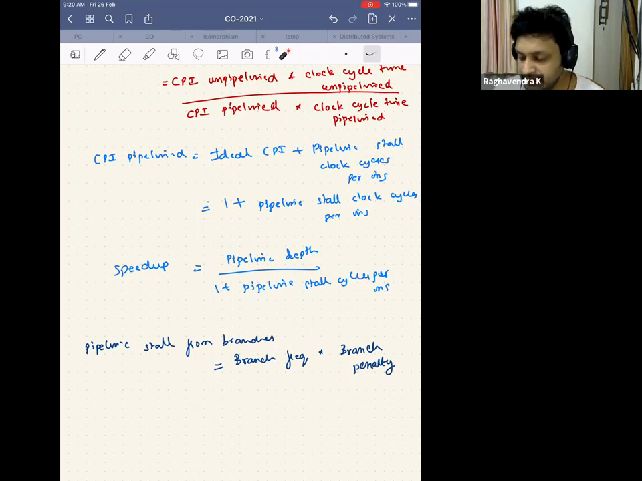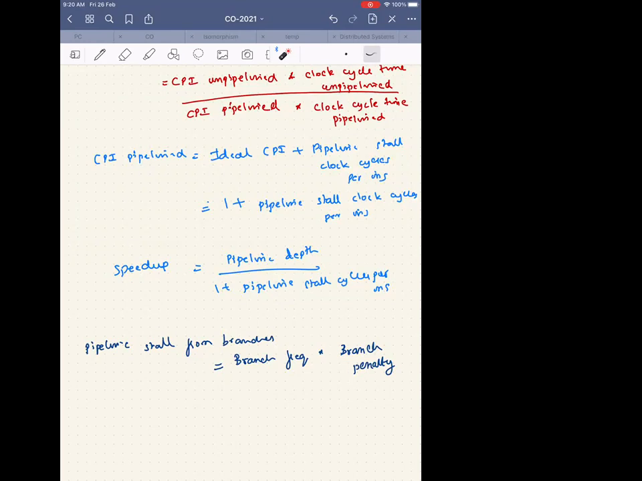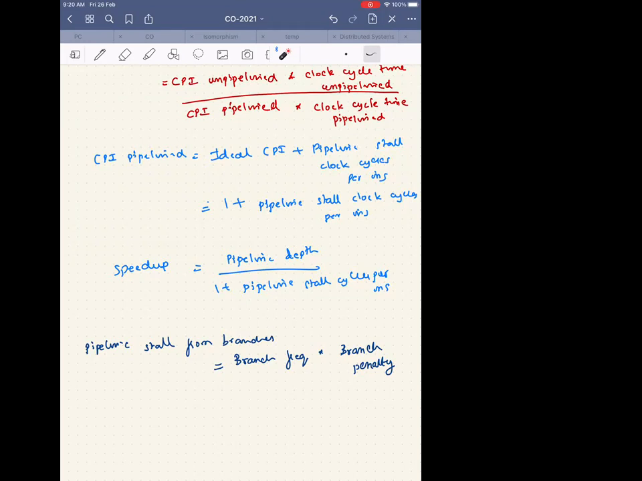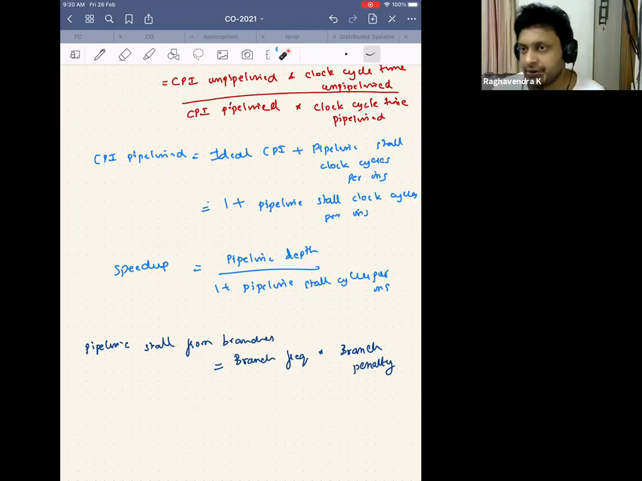Yeah, any answer is fine. So 60 to 70%. Any other answer? 40 to 50%. Yeah, just try to read about it. Maybe I will not tell the answer. Just try to figure out on average, what is the branch frequency, right?